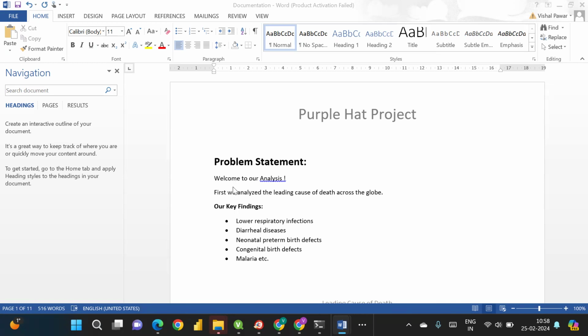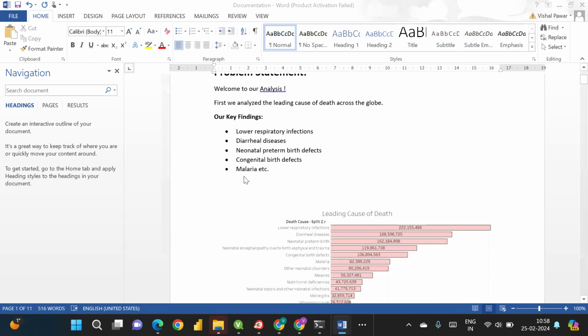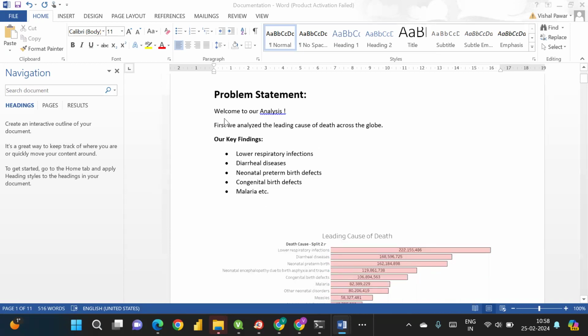We have discovered some key findings in our EDA, which is exploratory data analysis. By developing visualizations, it's easy to visually understand the parameters and the factors affecting the deaths of infants. So let's start with our problem statement.